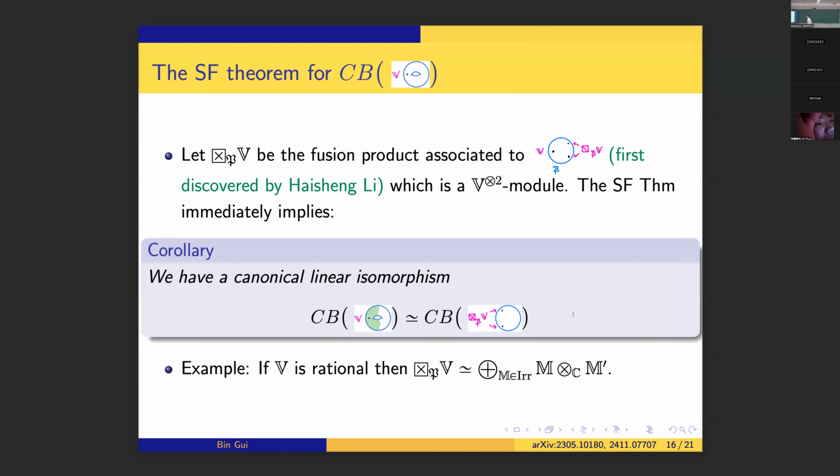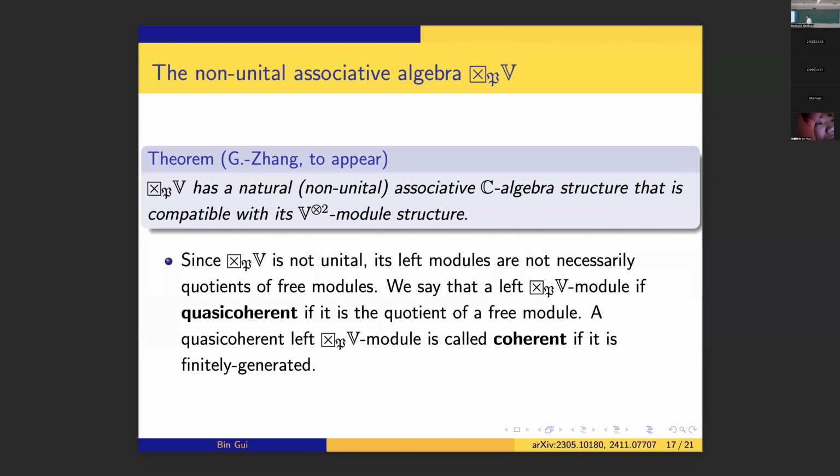So, I will show you how to get the pseudo-q-traces. But in order to get the pseudo-q-trace, I not only need this box tensor V to be a V tensor V module, I also need more than that. We can actually show that it has a natural non-unital associative algebra structure, which is compatible with its V tensor V module structure. The really good thing about thinking of it as an associative algebra is that we can compare the module category of associative algebras with the module categories of VOAs, and in order to relate these two categories, you cannot just use an arbitrary representation or left module of this associative algebra. I have to consider a special class of left modules that we call quasi-covariant left modules.